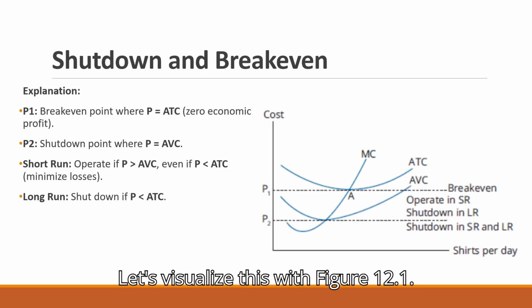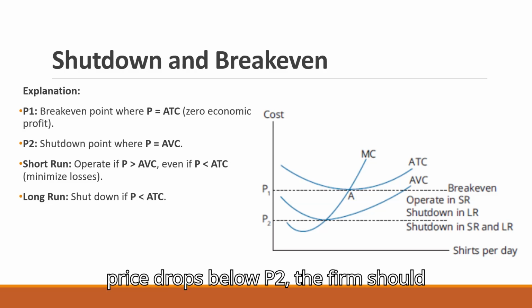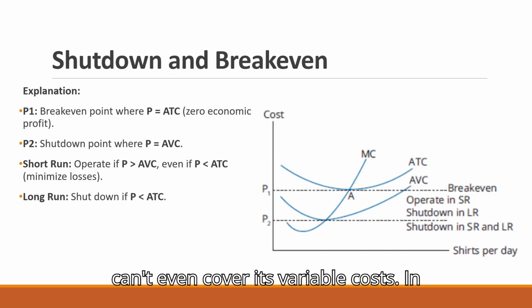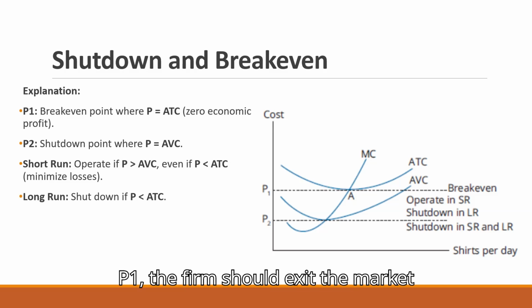Let's visualize this with figure 12.1. At P1, the firm breaks even. If the price drops below P2, the firm should shut down in the short run because it can't even cover its variable costs. In the long run, if the price stays below P1, the firm should exit the market entirely.